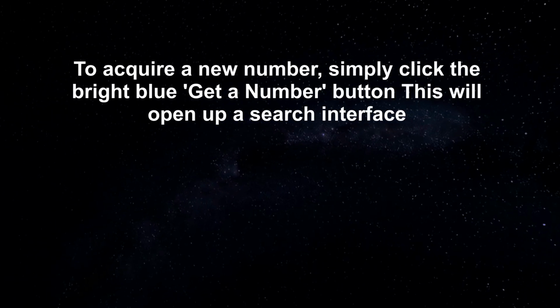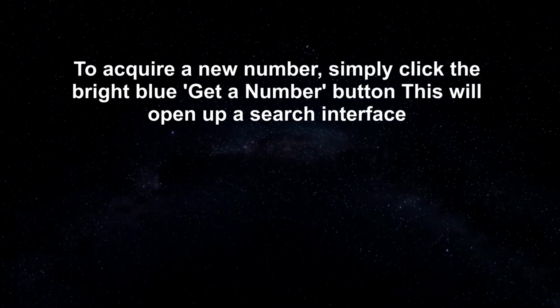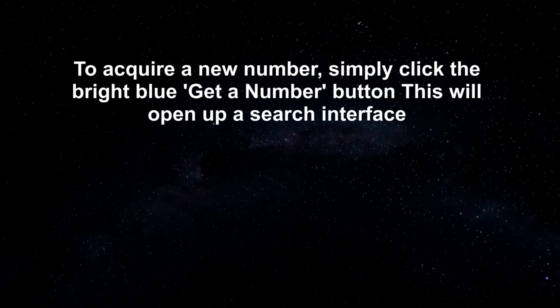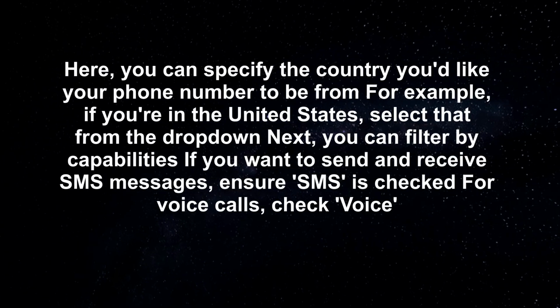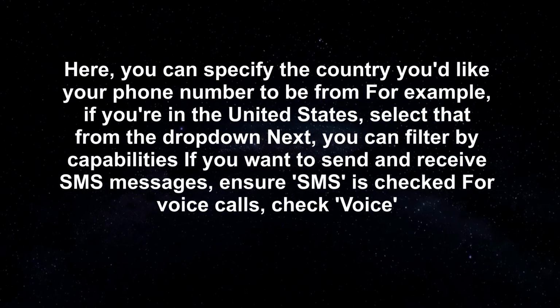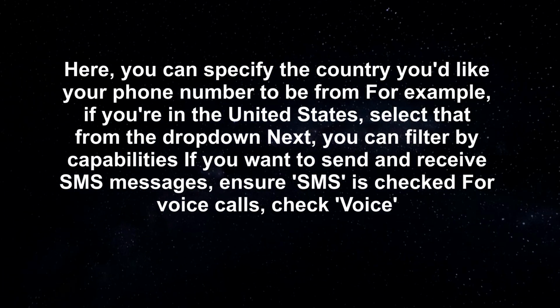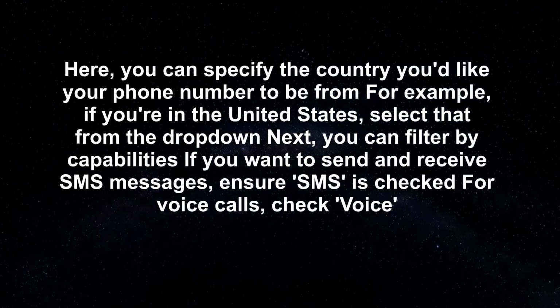To acquire a new number, simply click the bright blue Get a Number button. This will open up a search interface. Here, you can specify the country you'd like your phone number to be from. For example, if you're in the United States, select that from the drop-down.